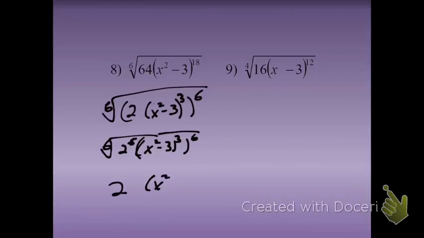times x squared minus 3 to the 3rd. And where this gets messy is if you check these, you have an even index of 6, an even index of 18, and an odd power on the parentheses coming out. So that expression of x squared minus 3 needs absolute values around it.